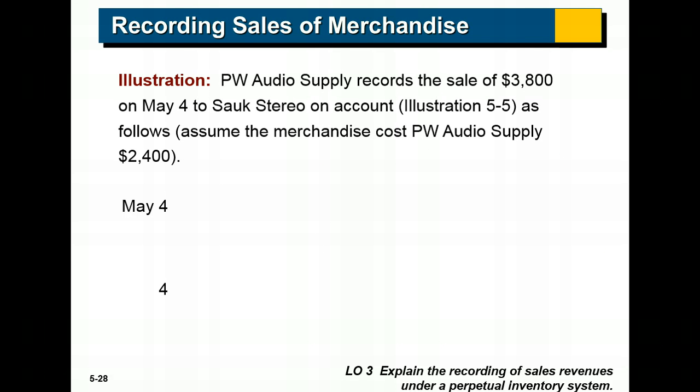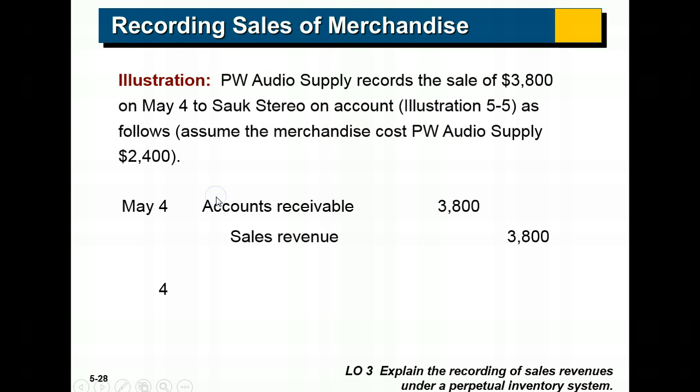PW Audio records the sale of $3,800 on May 4th to Sox Stereo on account. So let's say the merchandise cost PW $2,400. So they're going to debit the accounts receivable of $3,800, credit the sales revenue of $3,800, and at the same time, they're going to debit cost of goods sold for $2,400 and credit their inventory for $2,400. Why? Because we need to record the inventory that no longer is in the books, but we sold. Make sense, guys?